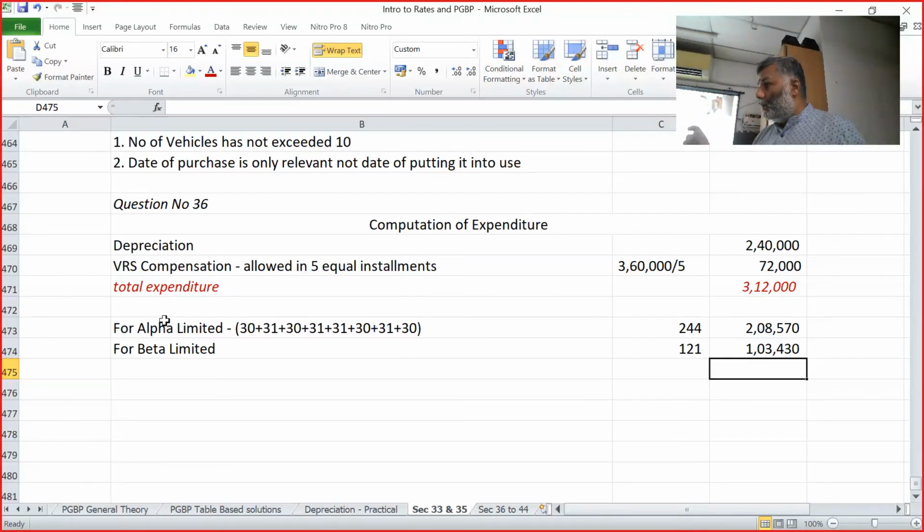It's a 35DD provision. Under 35DDA amortization, VRS compensation will be allowed in 5 installments, not in 1 year. No, that's what I said: effective period of usage, effective period. Only if they use the words effective period of usage, then we need to see which date they started, etc.